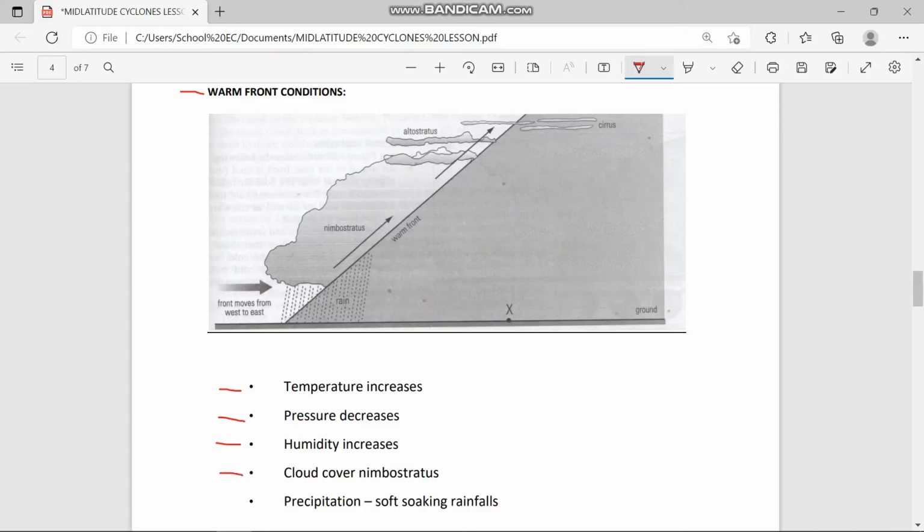Cloud cover and nimbostratus, meaning that there was not much evaporation that took place in the warm front. So there will be little clouds that are being formed, which are called nimbostratus clouds. Little rainfalls are being experienced. So the precipitation, soft soaking rainfalls, as I said. The precipitation that is going to be received under the warm sector, or the warm front conditions, is going to be soft soaking rains, very little rainfalls.